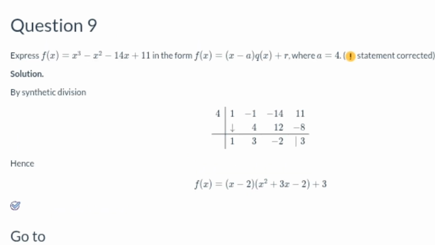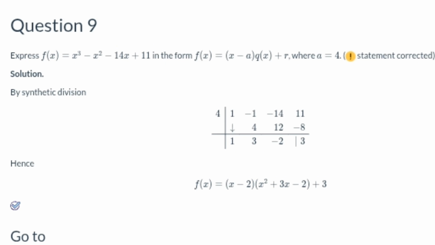This form is the division algorithm, where r is the remainder and q(x) is the quotient when f(x) is divided by x - a. We are given a = 2, so we divide f(x) by x - 2 using synthetic division. The coefficients of f(x) are 1, 1, 14, and 11. The root we use for synthetic division is 2. Bring down the 1. 1 times 2 is 2. 1 plus 2 is 3. 3 times 2 is 6. 14 plus 6 is 20. 20 times 2 is 40. 11 plus 40 is 51.